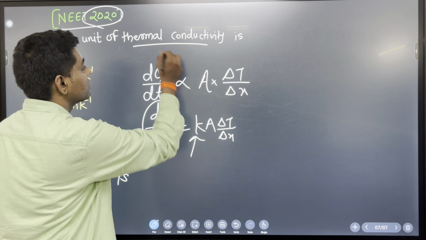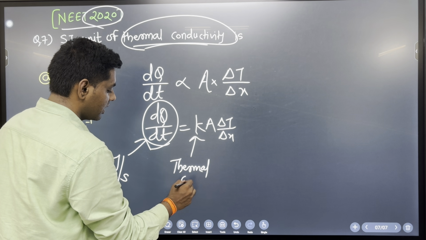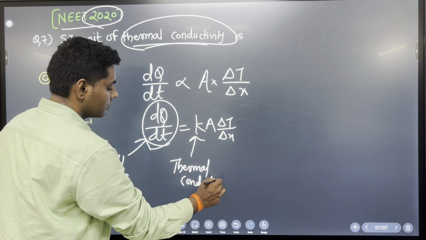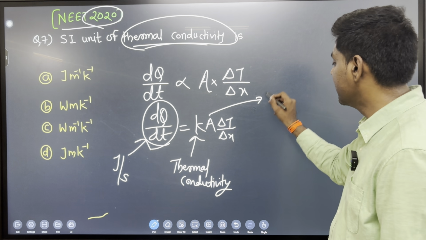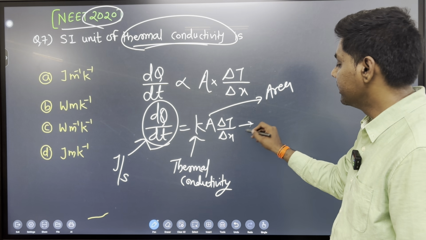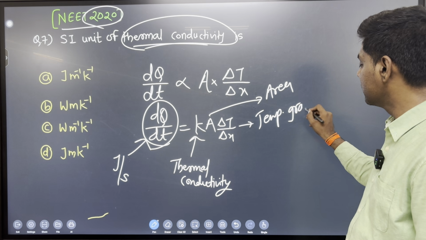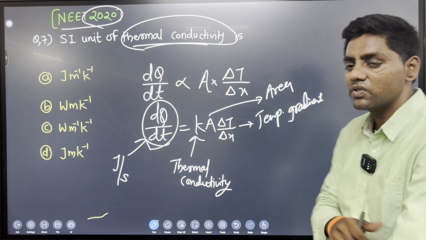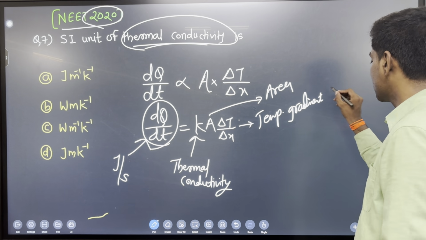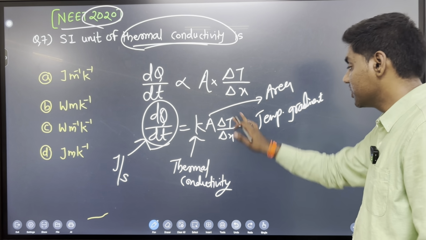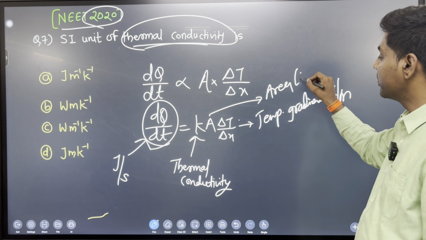What is meant by k? K means thermal conductivity. We have to calculate the SI unit of that thermal conductivity. Next, A is for area and delta T by delta X means temperature gradient. What is the meaning of temperature gradient? It means the change in temperature with respect to distance. So its unit will be, sorry, temperature is measured in Kelvin, so that is Kelvin per meter, this will be its unit. The unit of area everyone knows, meter squared.